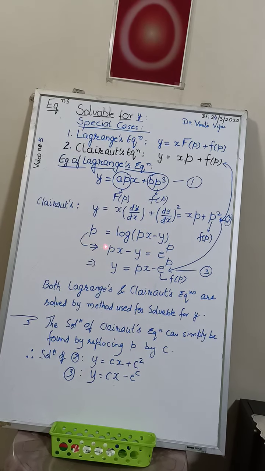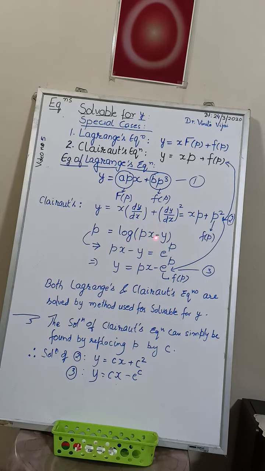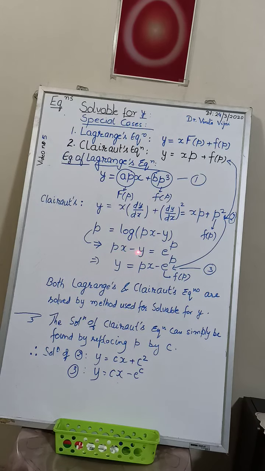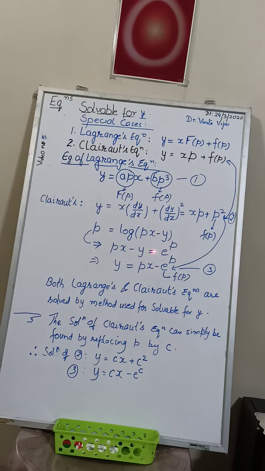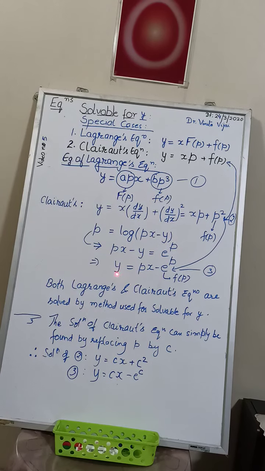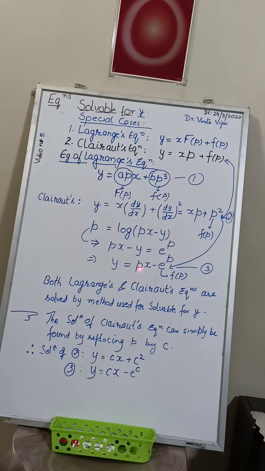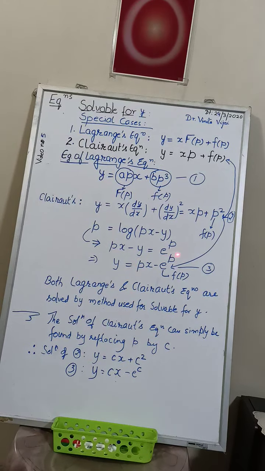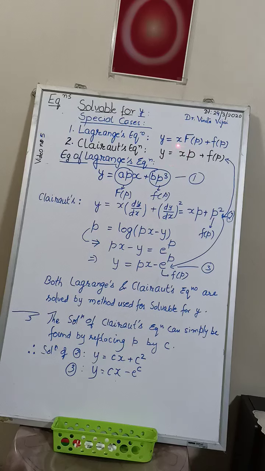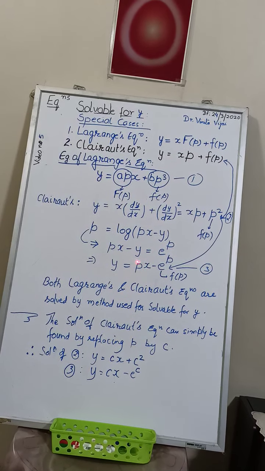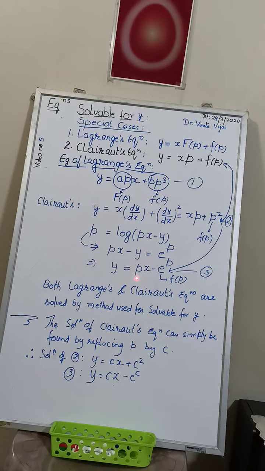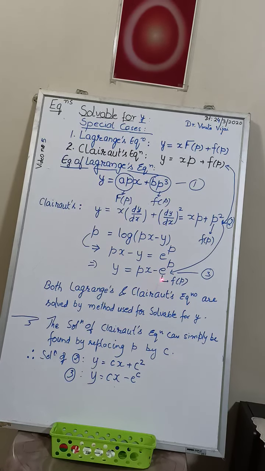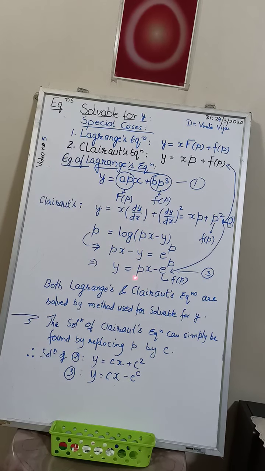Another example is given here. p is equal to log of px minus y, and if I remove this log, what do I get? px minus y is e to the power p. From here I have taken y to the left hand side, and the rest of the terms on the right hand side will give me px minus e to the power p. So y equal to px minus e to the power p. Compared with Clairaut's equation, you see px and px are there in both the equations, and f of p is minus e to the power p. So these two are the examples of Clairaut's equation.